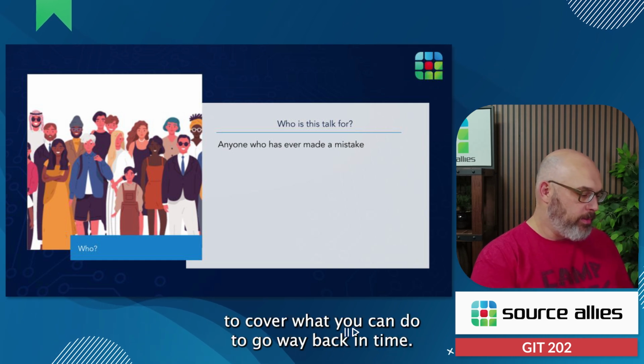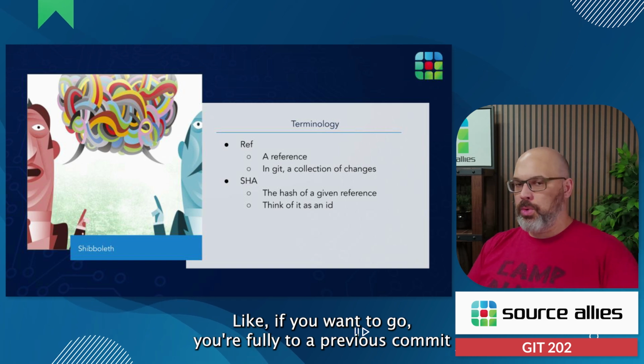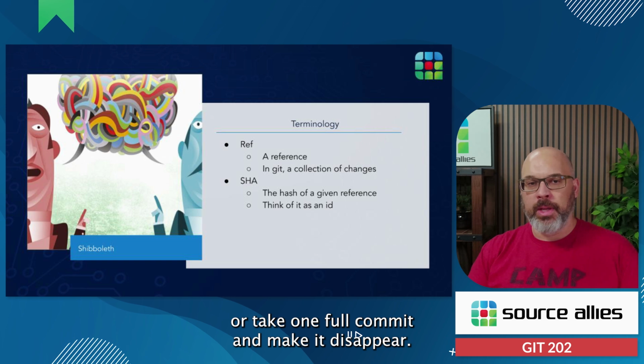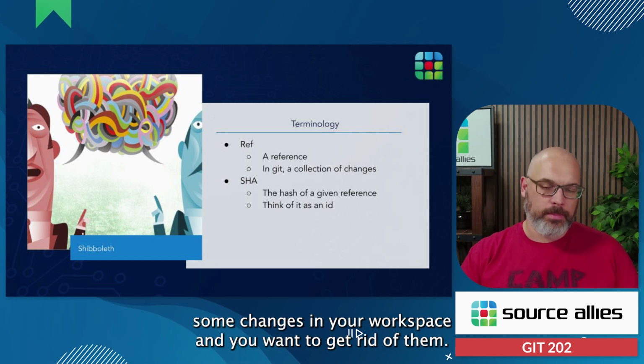We're not necessarily going to cover what you can do to go way back in time, like if you want to go fully to a previous commit or take one whole commit and make it disappear. Those are a future video. Just if you've got some changes in your workspace and you want to get rid of them.